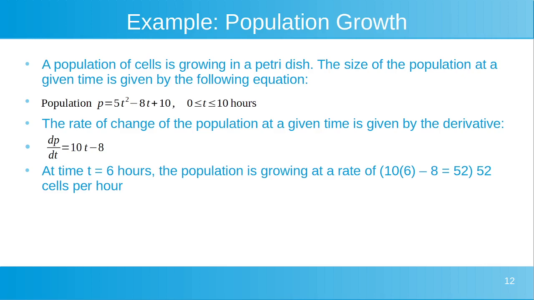So there's a very big difference in the growth rate of the population. At 1 hour, it's changing by 2 cells per hour, but at 6 hours, it's changing by 52 cells per hour in the petri dish. So that's an example of rates of change involving growth rather than the motion of an object. And there's plenty of other contexts that this can be applied in as well.